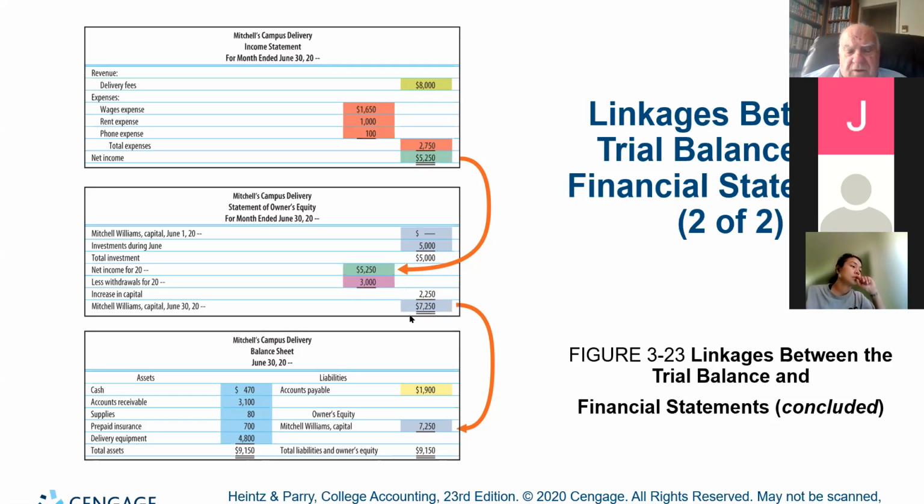5,000 plus the 2,250 gives you his new capital balance of $7,250. And the reason we did the equity statement second is because we have to take that new total owner's equity number and bring it over to the balance sheet. Notice that you do not see the withdrawals on the balance sheet. Of course you should not see them. That's the owner's personal business. That's why we took it right out of capital. So that's the process.